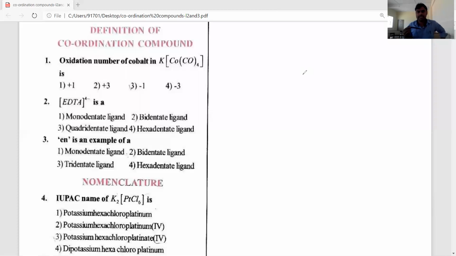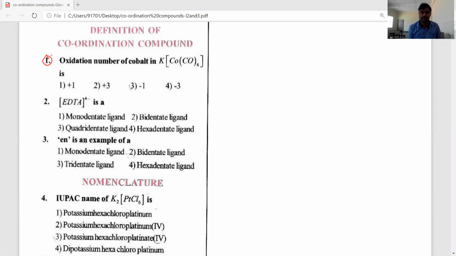Okay, students, these questions are all very easy. The main concepts we need to remember are the theoretical concepts, rules and regulations, and important points. Then we can solve these questions very easily. Let's see the first one.